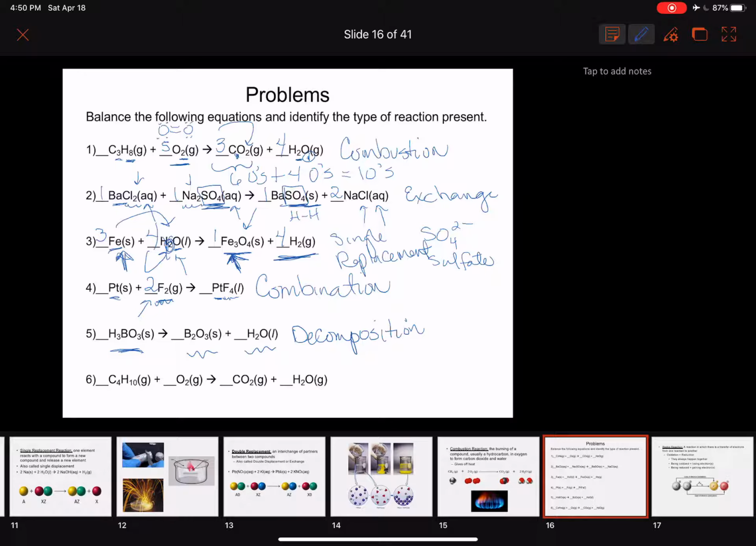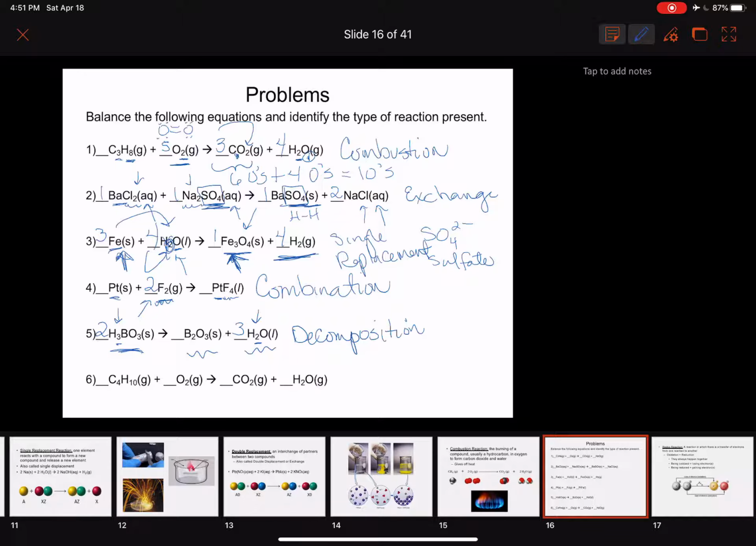Okay, so back to balancing this. We've got 3 hydrogens on the reactant side, and we have 2 hydrogens on the product side. Now, when we have 2s and 3s together, we need to go where? To 6, that's right. So what do we multiply 3 by to get 6? 2. And what do we multiply 2 by to get 6? 3. Okay, so now we have 6 hydrogens on both sides.